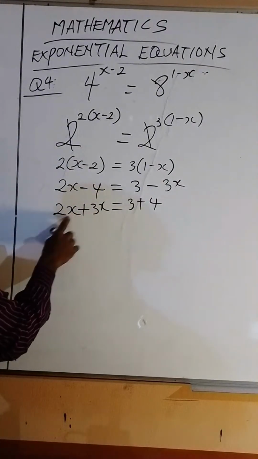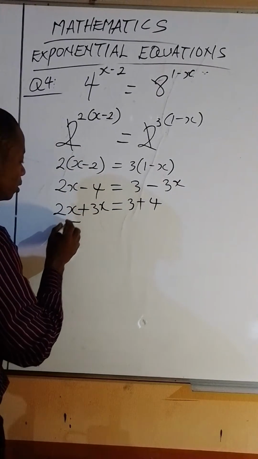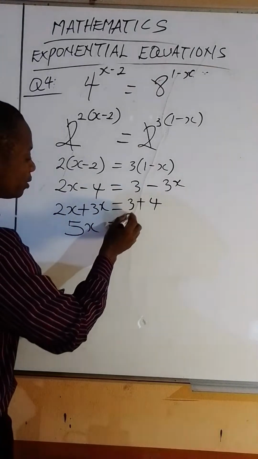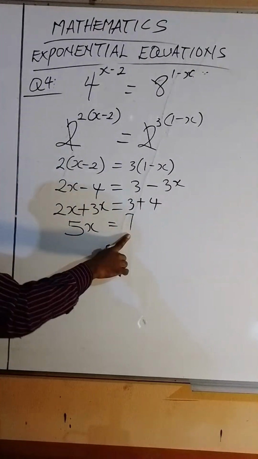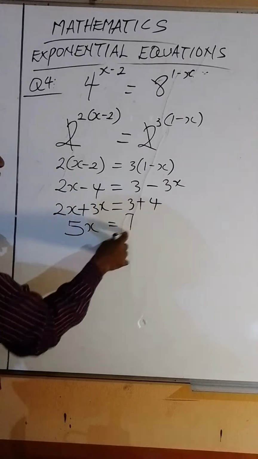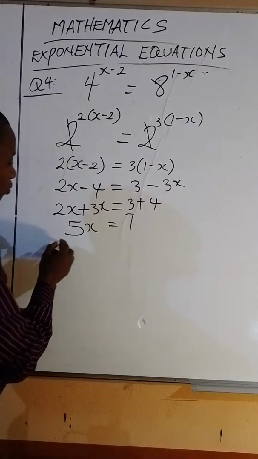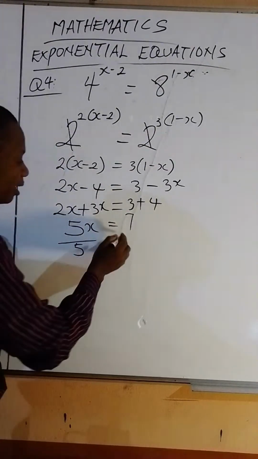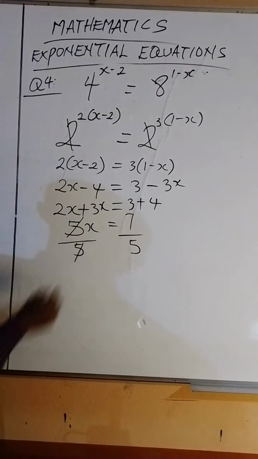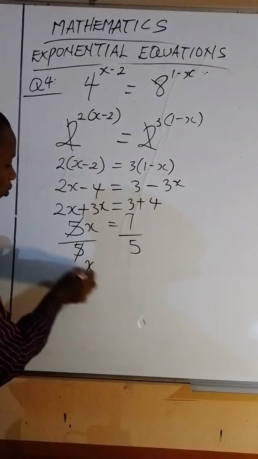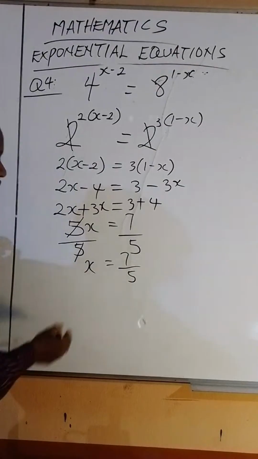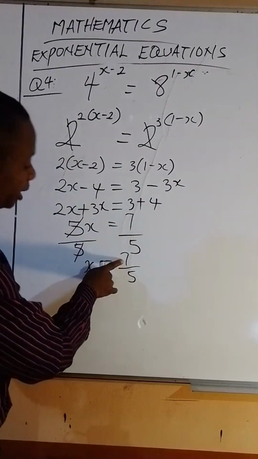Then when we add up these two, we are going to have 5x equals 7. Because 3 plus 4 is 7. Then we can divide both sides by 5. If we divide both sides by 5, we cross this one out. We are going to have x equal to what? 7 over 5. Okay?